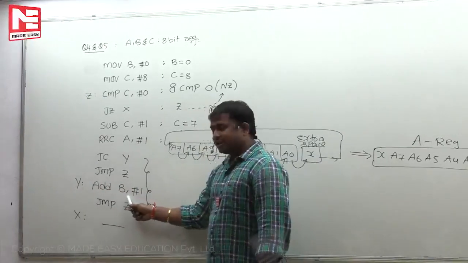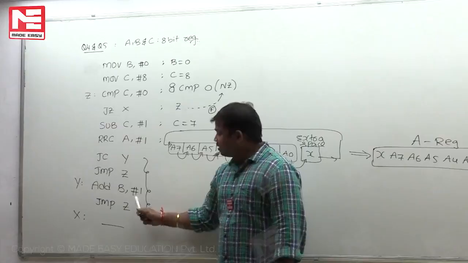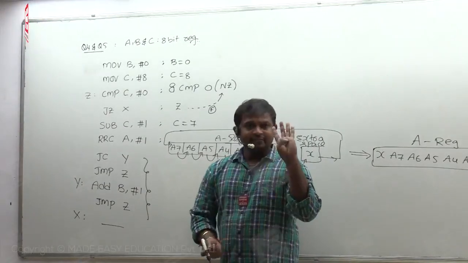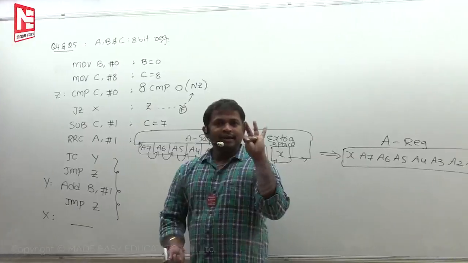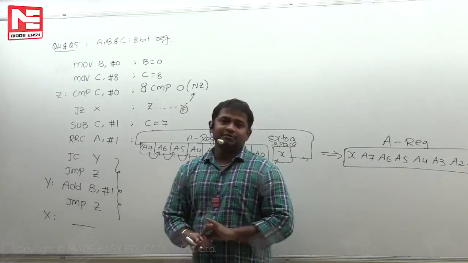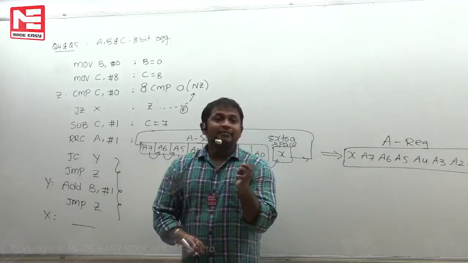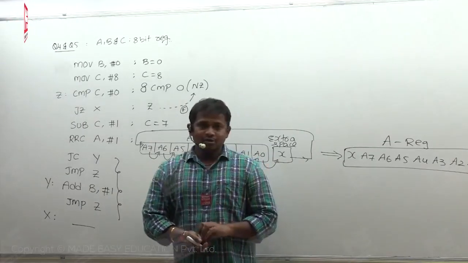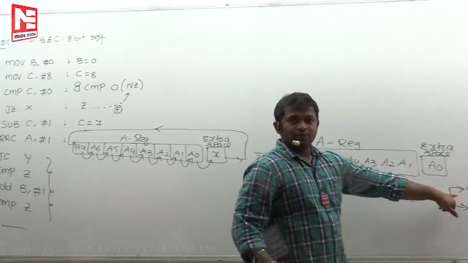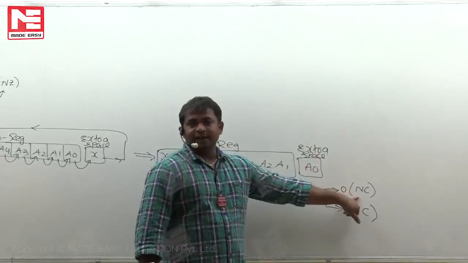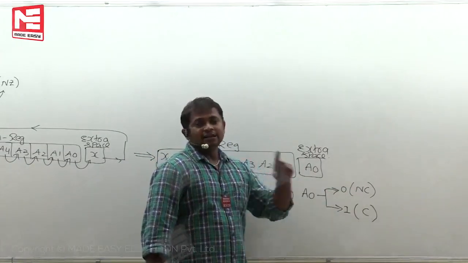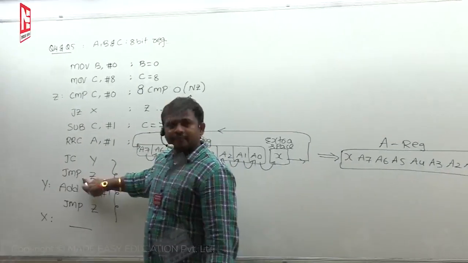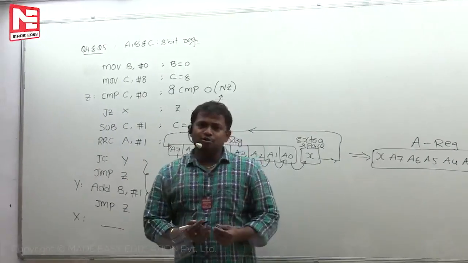You know, in the Y location, B is incremented by 1. Then go to the next iteration. When carry is set, the condition is true. Increment B, go to the next iteration. Carry will be set when the A register bit data is 1. Understood? Suppose A0 is 0. Carry is not present. No carry. Then what will happen? The condition becomes false. Then go to the next iteration, and so on.